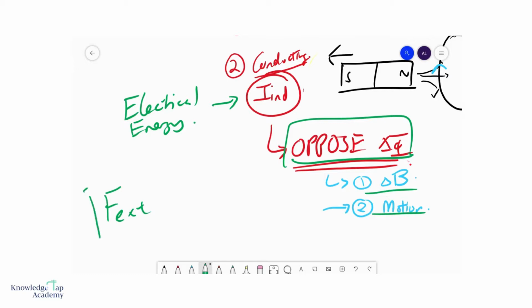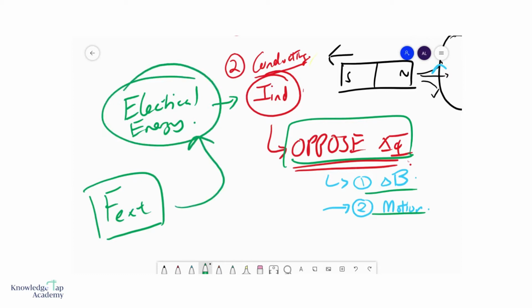That external force, or the work done by that external force, will then be the one that provides the electrical energy, which is your induced current. And therefore, Lenz's law is inherently related to the conservation of energy.